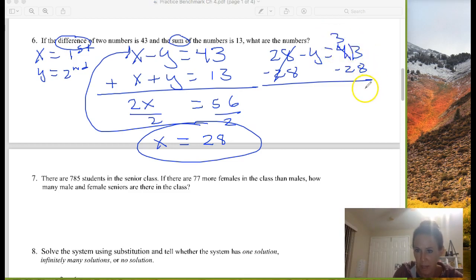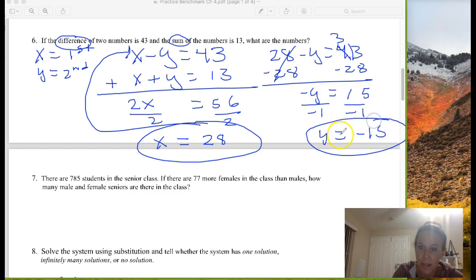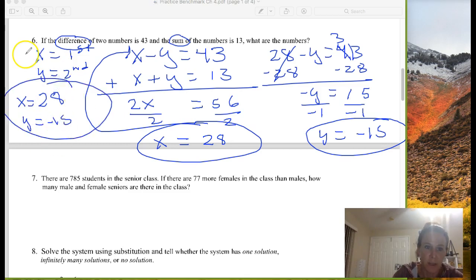13 minus 8 is going to give you 5, and then 3 minus 2 will give you 1. So you're going to get negative y equals 15, and I can't have a negative y, so I divide both sides by negative 1 or multiply, it doesn't matter. You're going to get y equals negative 15. So y is negative 15, x is 28. So your first number is 28. Your second number is negative 15. And there's your solution.